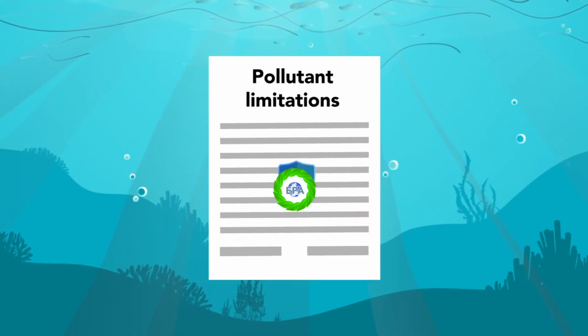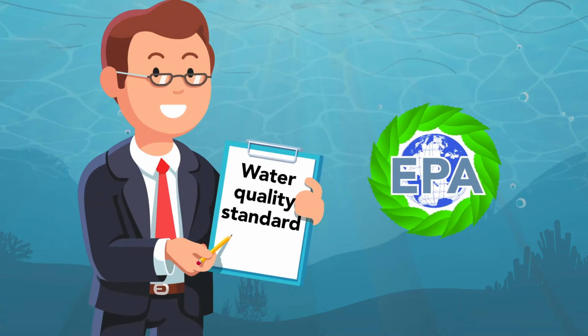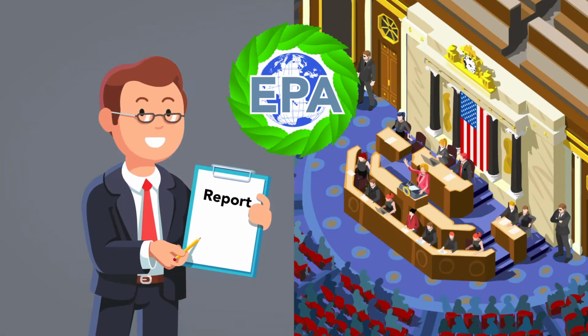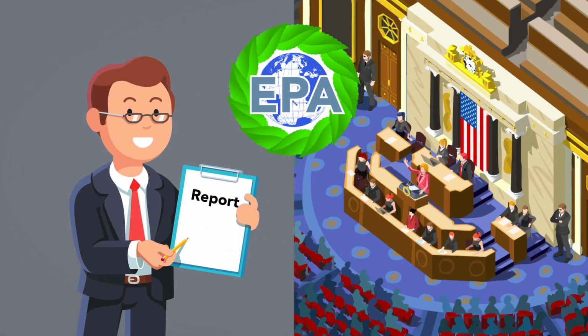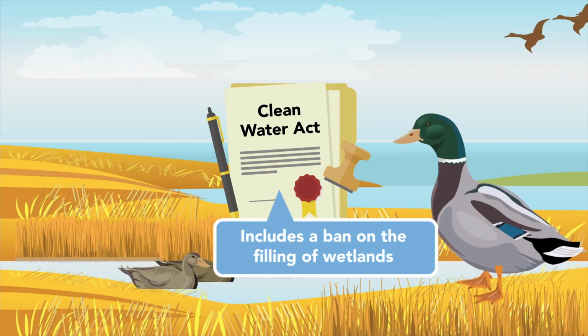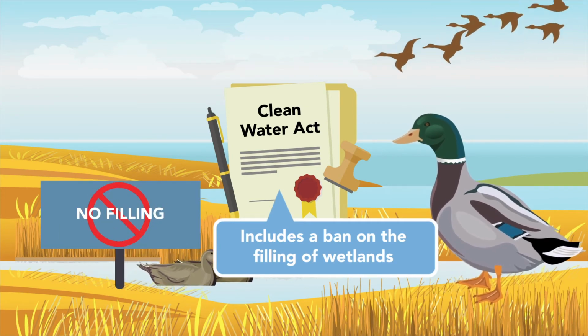The EPA must publish the state's water quality standards if the state fails to do so. In addition, the EPA must compile a report to Congress every other year to ensure the nation's water quality goals are being met. The Clean Water Act also includes a ban on the filling of wetlands.